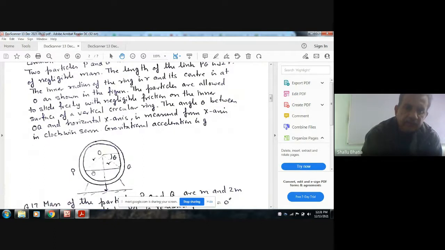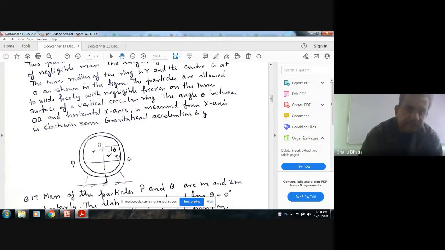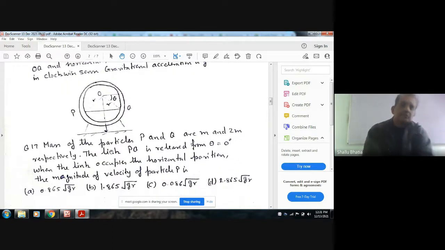The angle theta between OQ and the horizontal x-axis is measured from the x-axis in clockwise sense. This is angle theta. The gravitational acceleration is g. The two questions: the masses of the particles P and Q are m and 2m respectively. The link PQ is released from theta equal to 0 when the link occupies the horizontal position.